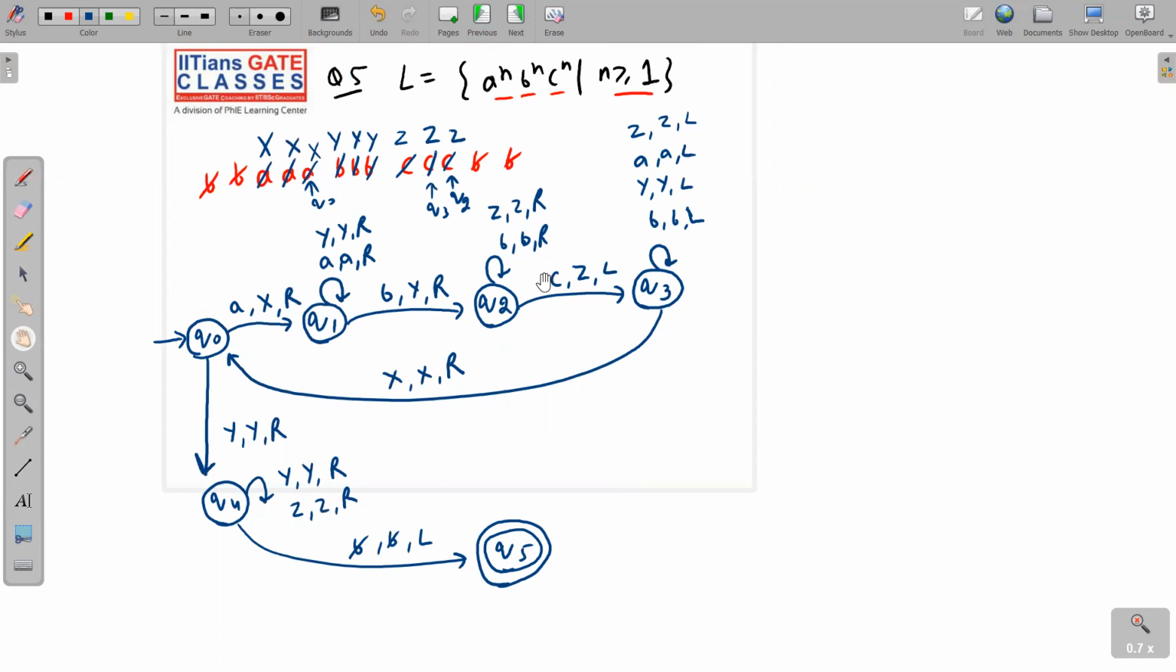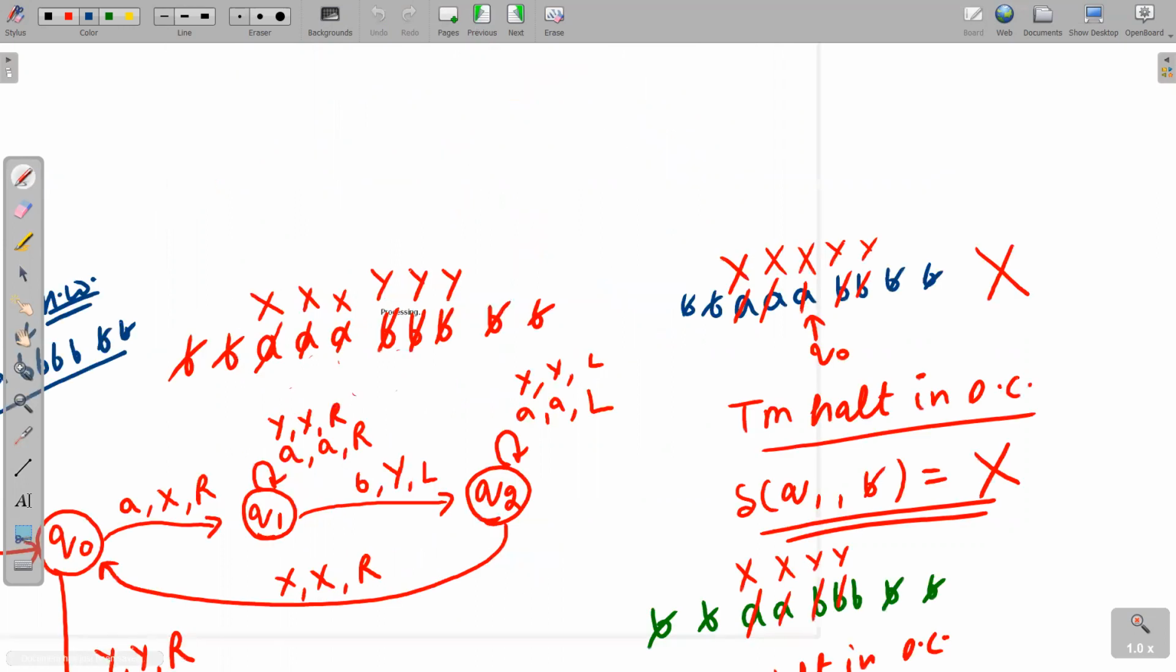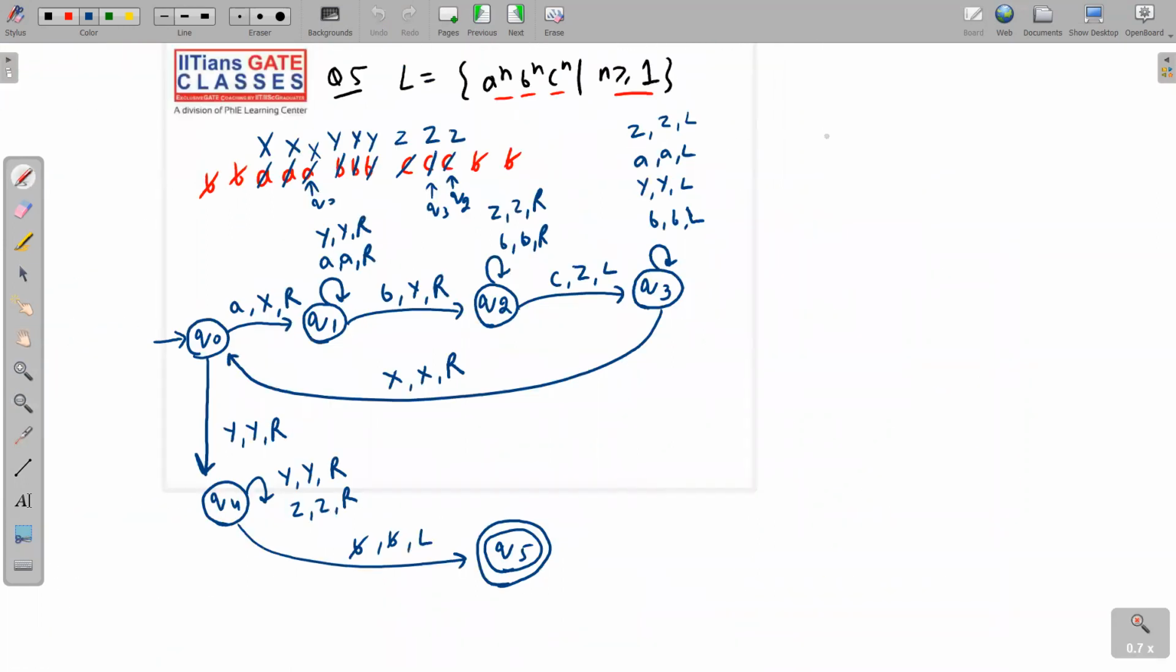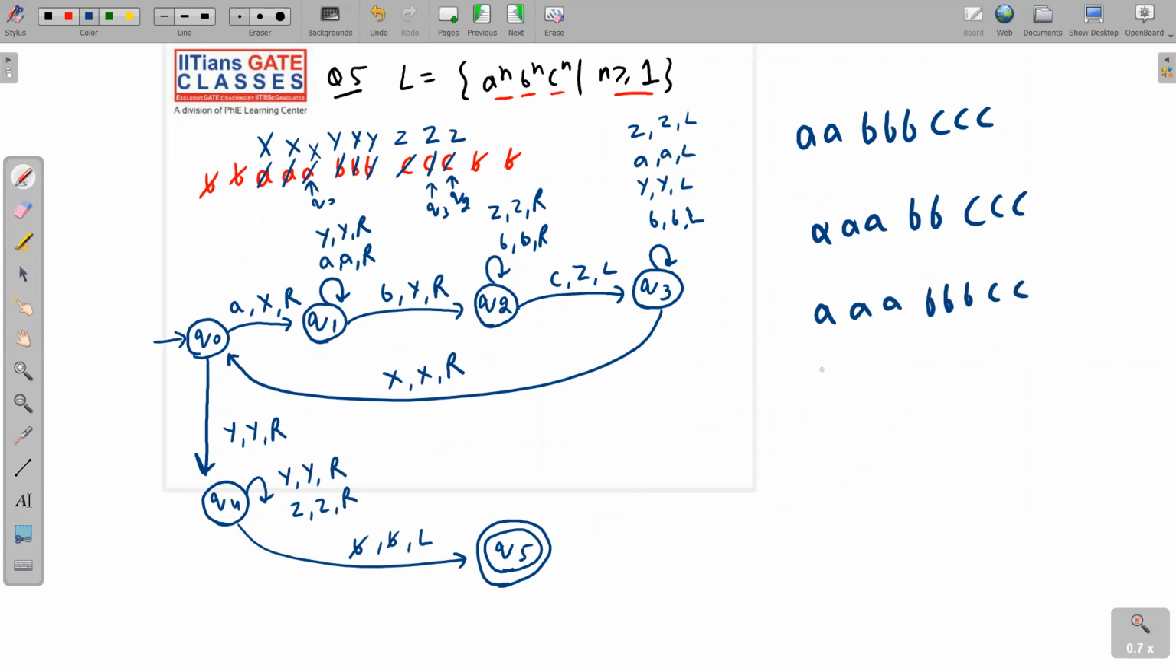So now it's homework for you, because I have given you a crystal clear explanation for the previous question. Try to trace examples for double A, triple B, triple C; then triple A, double B, triple C; then triple A, triple B, double C. In the first example the number of A's is less, in the second the number of B's is less, and in the third the number of C's is less. Please try to trace all these examples, and show in which state the Turing machine will halt.